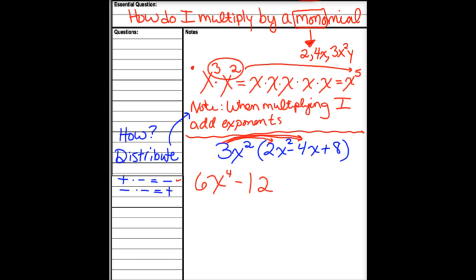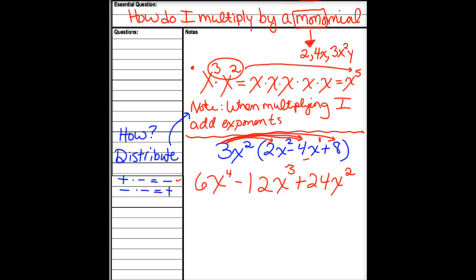And then x squared times x to the first, you should put that on there, is going to give me x to the 2 plus 1, or x to the third. And then on my last hop, I've got 3 times 8, which is 24, and then I have an x squared.